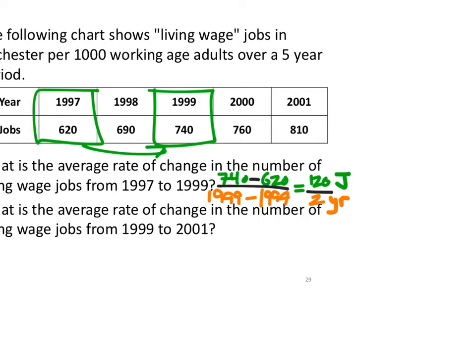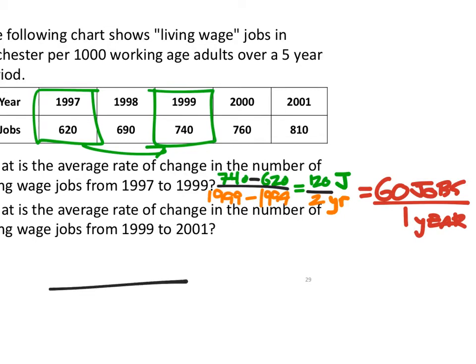It's 120 in 2 years, so that would be 60 jobs in 1 year. So that's how much they're averaging. Of course, it didn't actually happen that way, which is why statistics like this are slightly manipulative, but that's a whole different ball game right now.